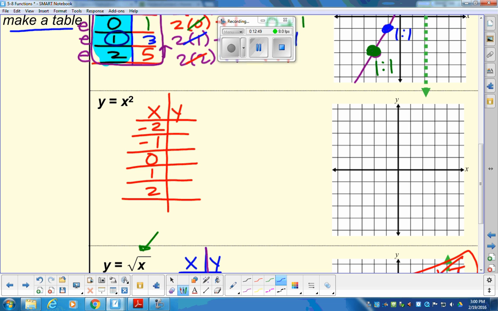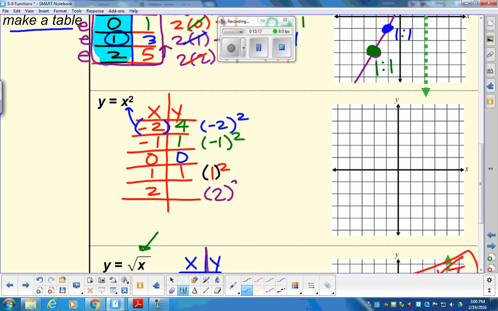All right, so as we plug in, let's make sure we're using parentheses when we plug in for a power. So negative 2 squared becomes positive 4. Negative 1 squared becomes positive 1. You can use your calculator, but make sure you're using parentheses. Plug in 0. 0 squared is 0. Plug in 1. 1 squared is 1. You can use parentheses there if you want. You don't really need to because you don't have a negative, but if you want to make good habits for yourself, 2 squared is 4.